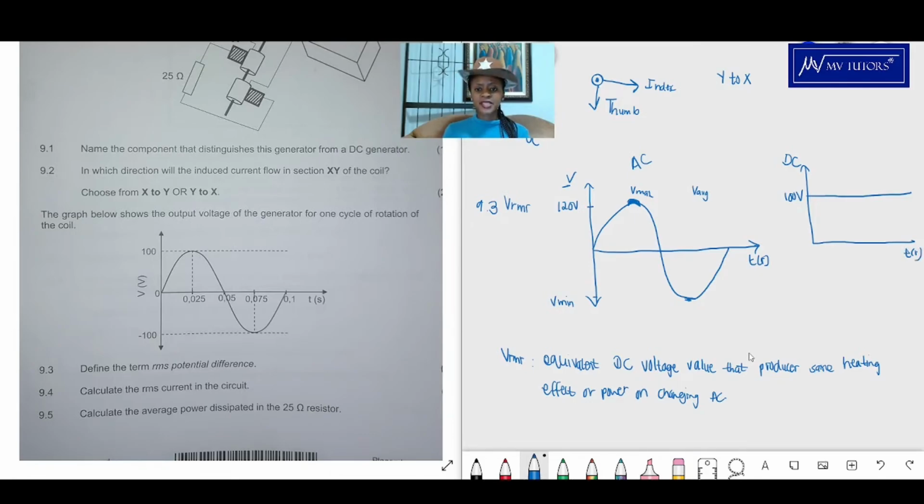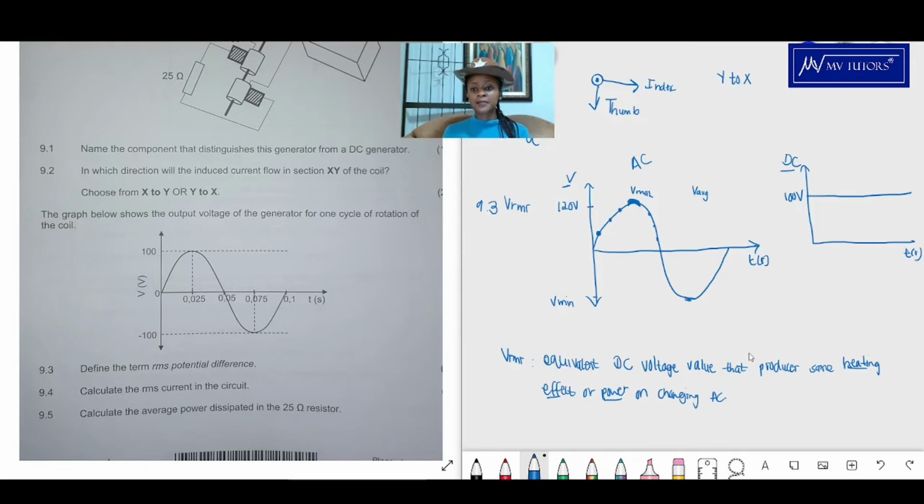So at this point you have a reading, it's probably like 10, and here we're at like 60, here we're at 80, and now we're 120. So it changes with time. And if you want to produce the same heating effect or the same power, you can't have something that is alternating. You need something that is constant. So what is that constant value that would be equivalent to my DC, that will give me the same heating effect and the same power?